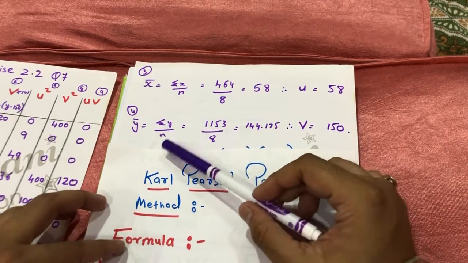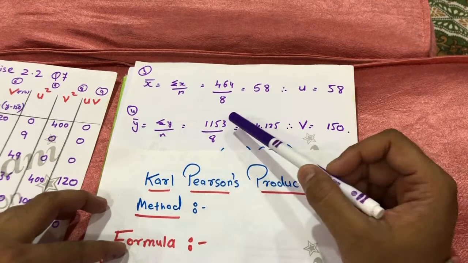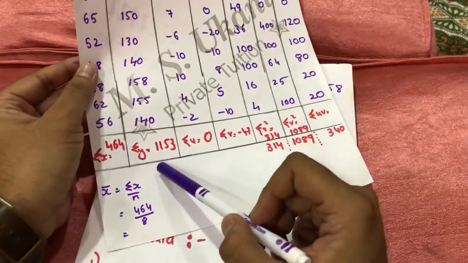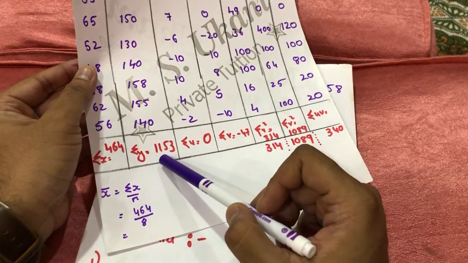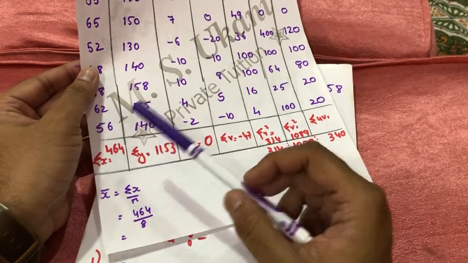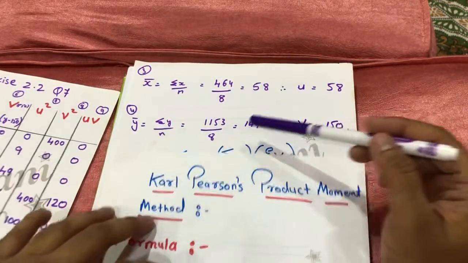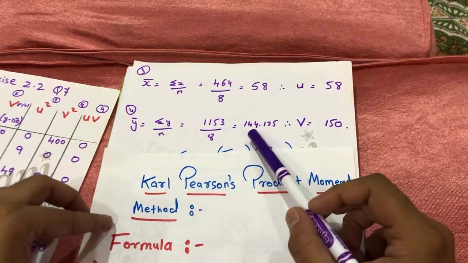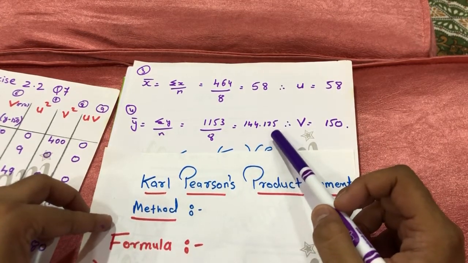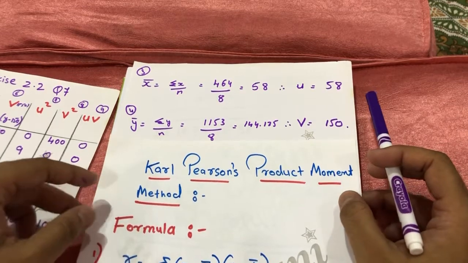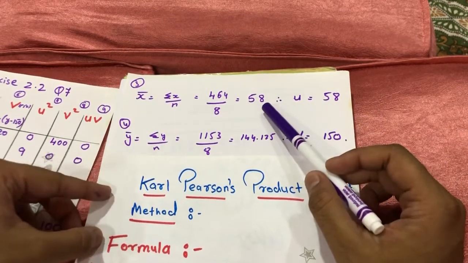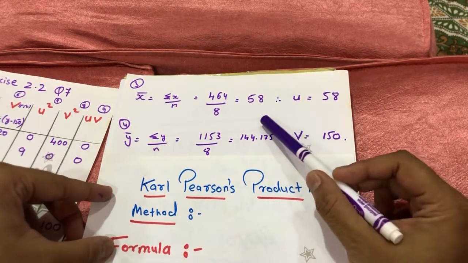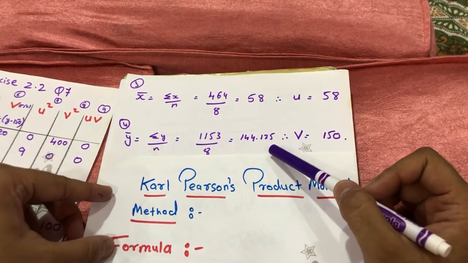Let us find Y bar, summation Y upon N. Our summation Y, that is the second column, equals 1153, divided by the total number of items, so it is 8. When we divide these two numbers, our answer will be 144.125. Now let us observe the numbers. One number comes as a whole number, another comes as a decimal, and the decimal number is more than 100, which means it is a very big number.